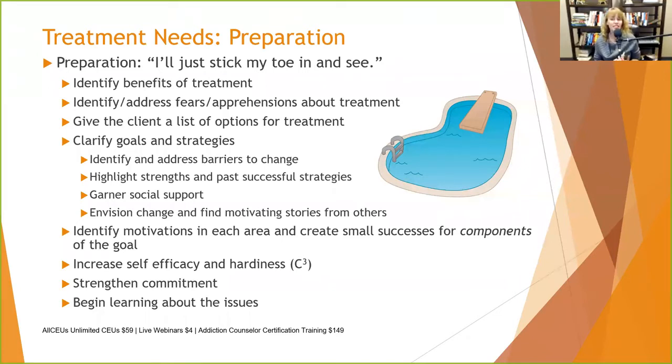Increase self-efficacy and hardiness. Help them realize they can do it. And hardiness is C3, commitment, control, and challenge. Help them realize that their life is multifaceted. There are 20 things that make their life rich and meaningful. This one thing over here may be going crappy right now, but they can be committed to those other 19 things while they're working on this one thing over here.